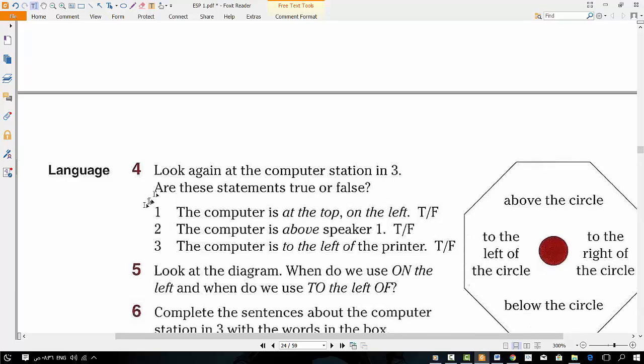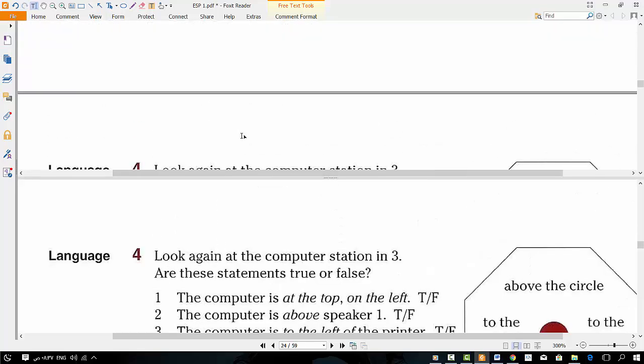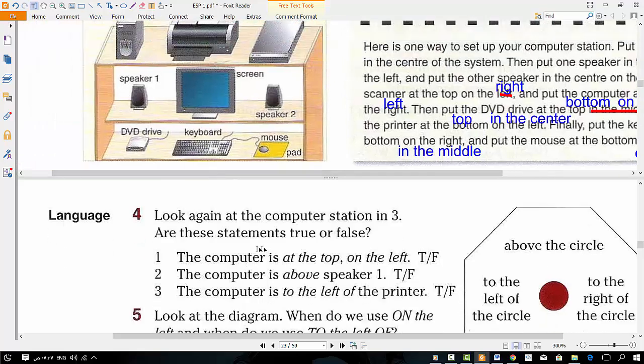Four. Look again at the computer station in exercise 3. Are these statements true or false? Okay, look at this picture. Let's read. Number 1. The computer is at the top, on the left. True or false? True. This is true.